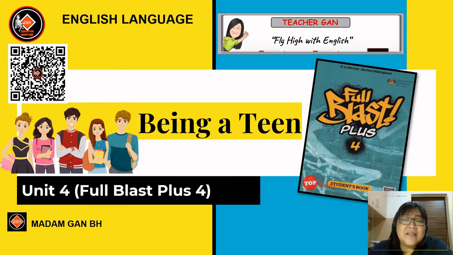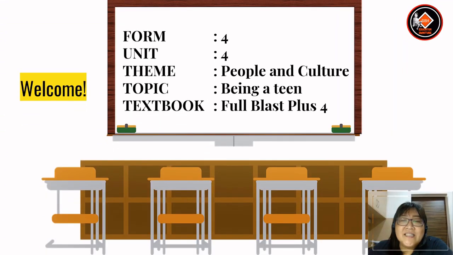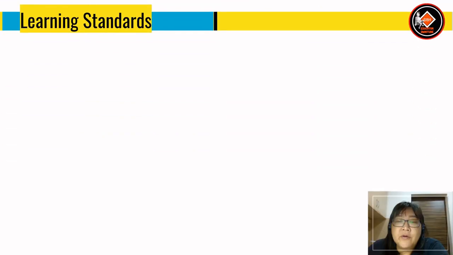We meet again for another lesson for English language. This is lesson 4, Form 4, and it is Unit 4. The theme is People and Culture. The topic for Unit 4 is Being a Teen. This is based on the textbook Full Plus Plus 4. Before we begin, let's look at the learning standards.